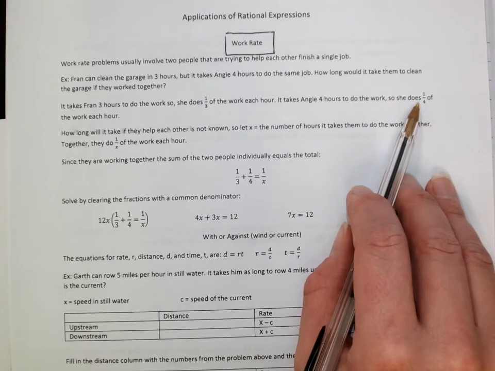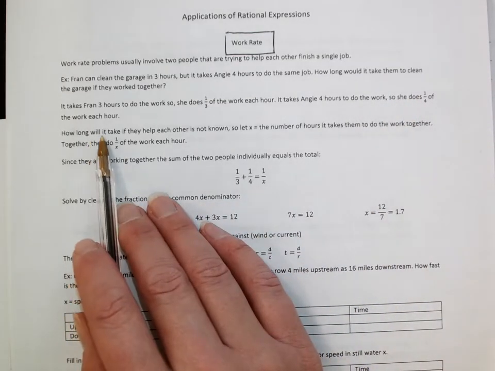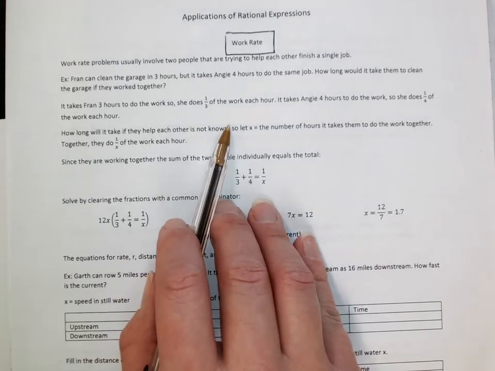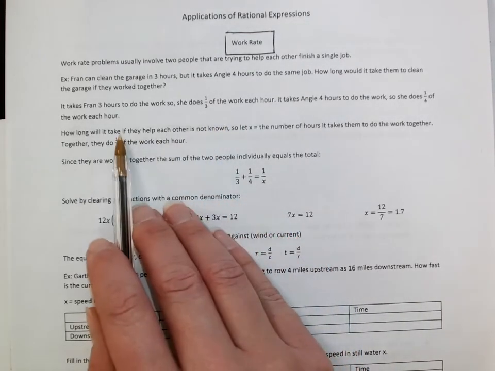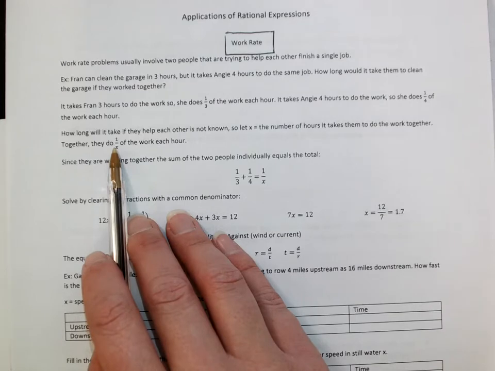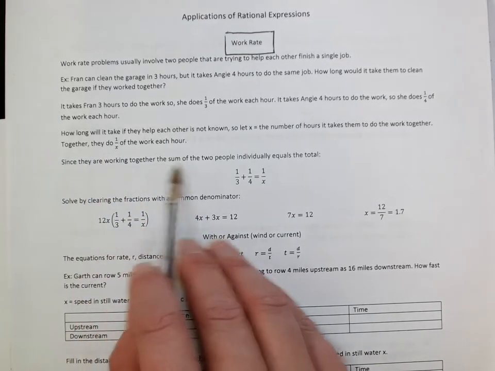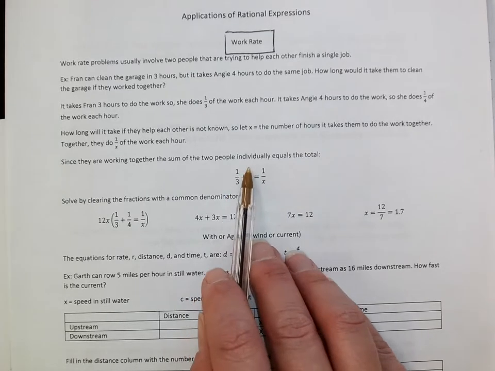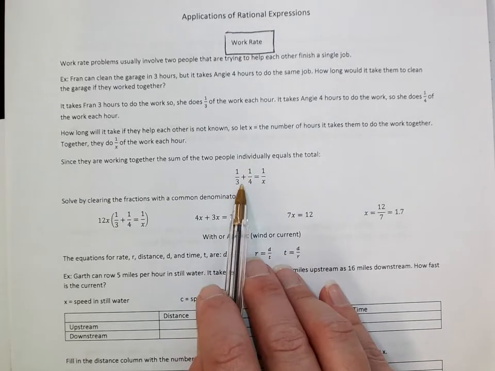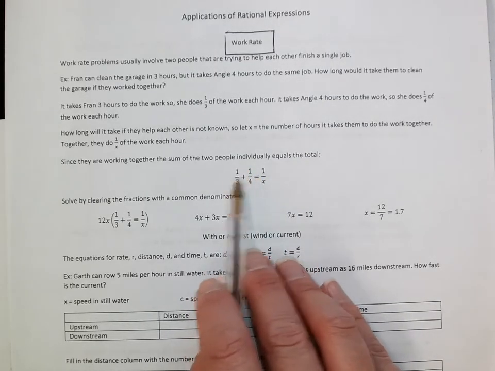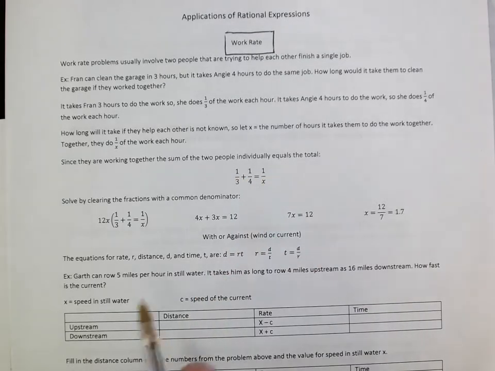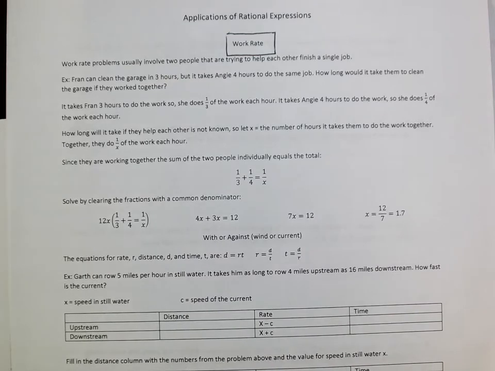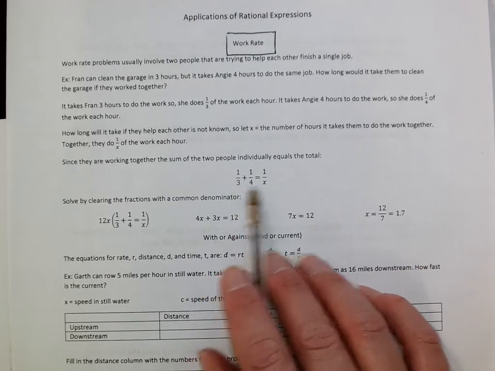How long will it take if they help each other is something that we don't know, so we use an x there and we say that together in 1 hour they would have done x part of the work. So we set it up like this. We do Fran's 1/3 of the work plus Angie's 1/4 of the work, and if we add those together, that's going to equal how much they do together. Now this is a super easy rational equation to solve. Remember, you have to find common denominators.